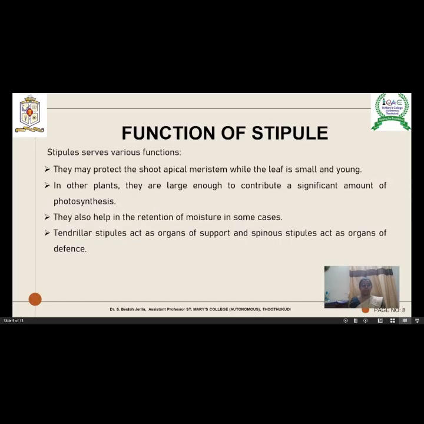Functions of stipules. Stipules may protect the shoot apical meristem while the leaf is small and young. In other plants, they are large enough to contribute a significant amount of photosynthesis. They also help in the retention of moisture in some cases. Tendrillous stipules act as organs of support and spinous stipules act as organs of defense.